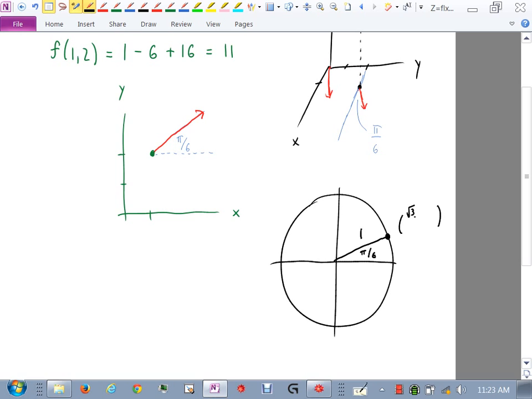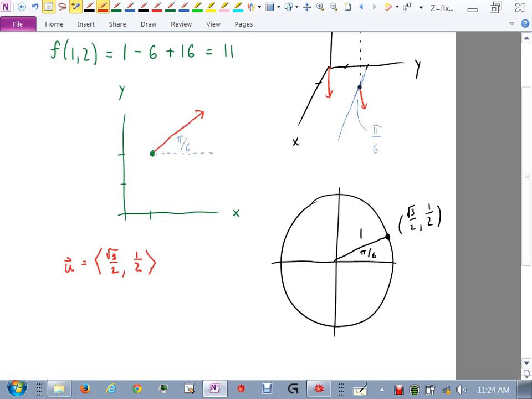Root 3 over 2 and 1/2, right? That's the x and y coordinate on the unit circle for that angle, which means we can use these coordinates as the components of our vector. If I call u the vector root 3 over 2, 1/2, does everyone agree that that points in the direction of pi over 6? Yes. And does everyone agree it has unit length?